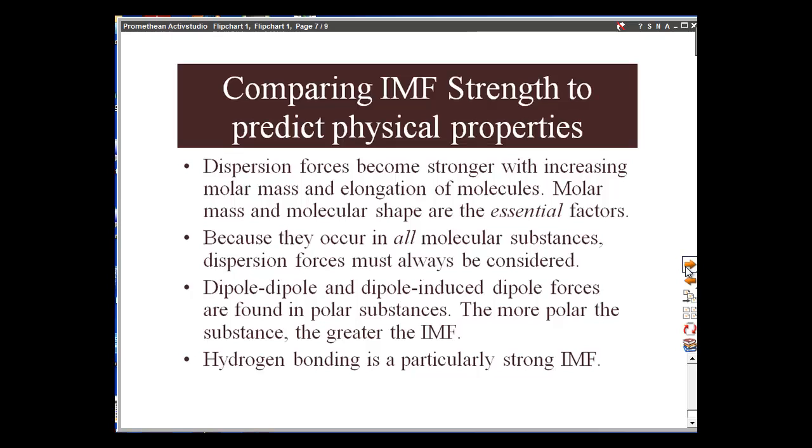London dispersion forces are in all molecular substances. Dipole-dipole and dipole-induced dipole forces are found in polar molecules, which is why they have stronger IMF. And you have this particularly strong dipole-dipole called hydrogen bonding.